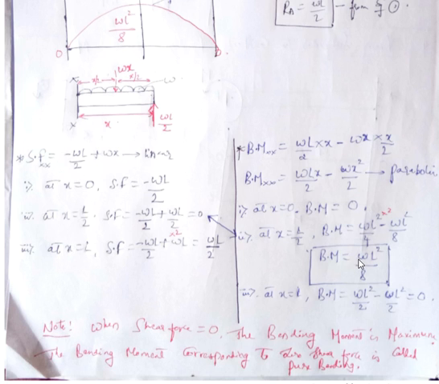Bending moment is positive, so I am taking it above the 0 line. I am taking the bending moment curve above the 0 line, and you can see here I have joined it using a parabolic curve, and it is maximum at the center. The value is WL square by 8.